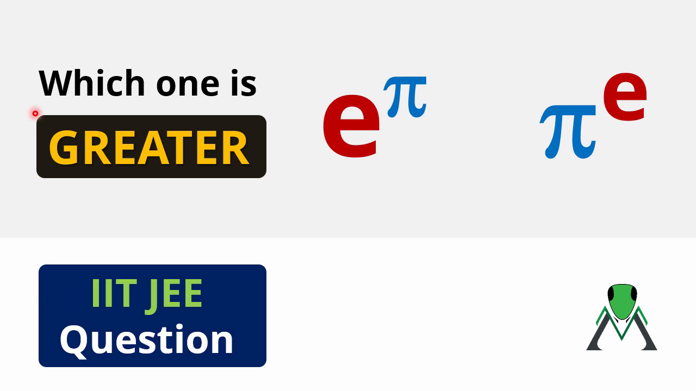In this video, we are going to discuss a very interesting problem of mathematics. This question was asked in the IIT JEE Entrance Exam, which is considered one of the most difficult engineering entrance exams in the world. We have to compare these two values and tell which value is greater, whether e raised to power pi is greater or pi raised to power e is greater. That is what we have to determine in this question.